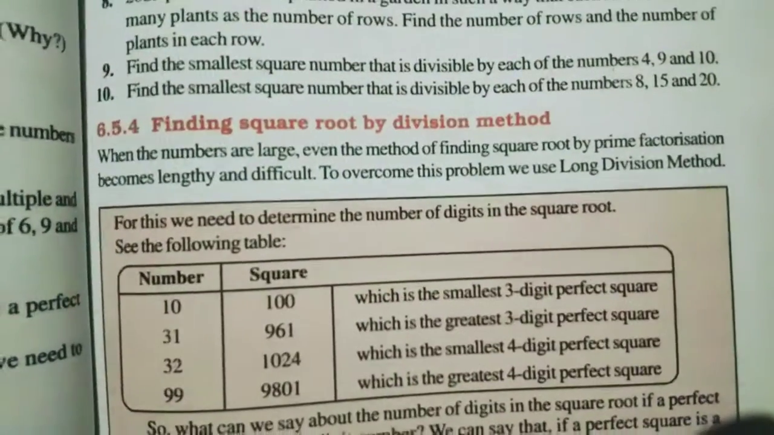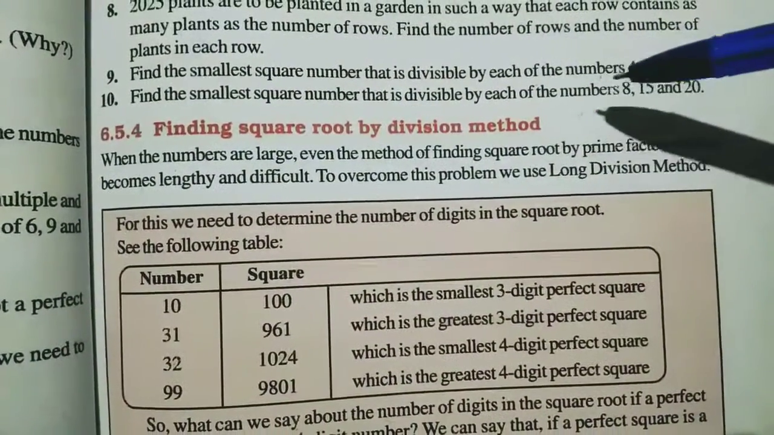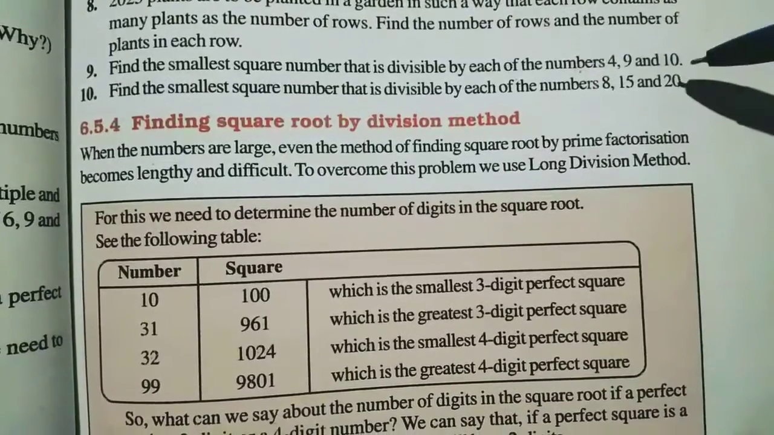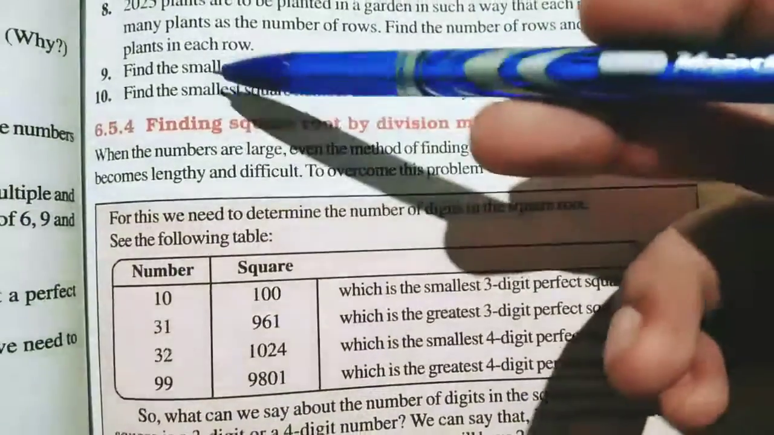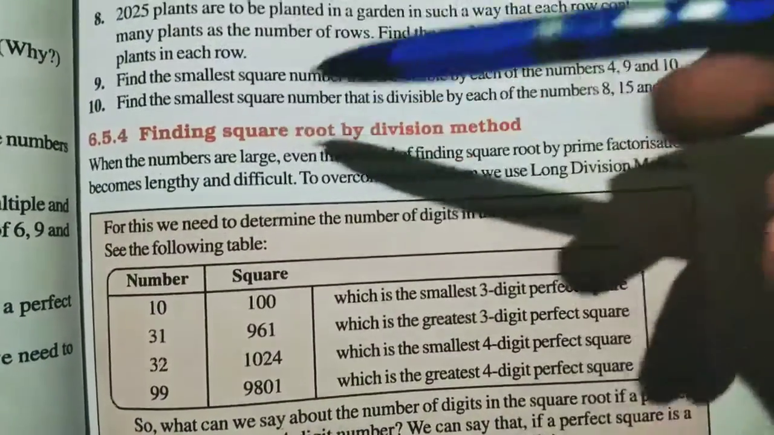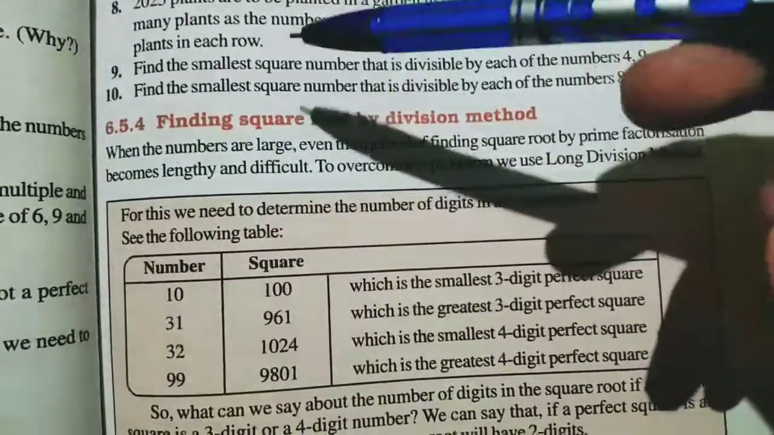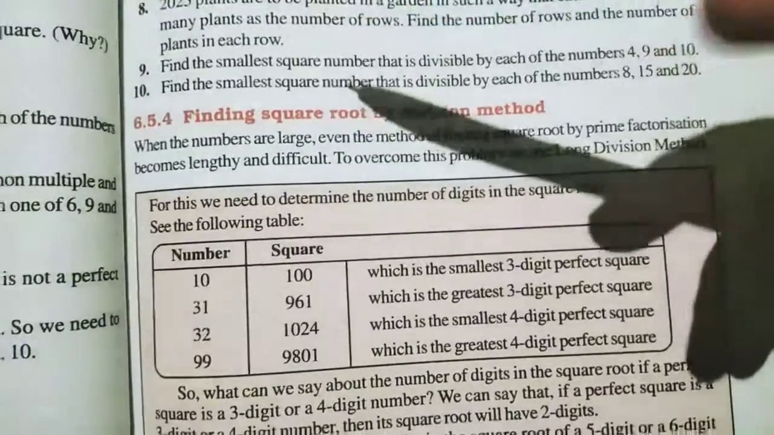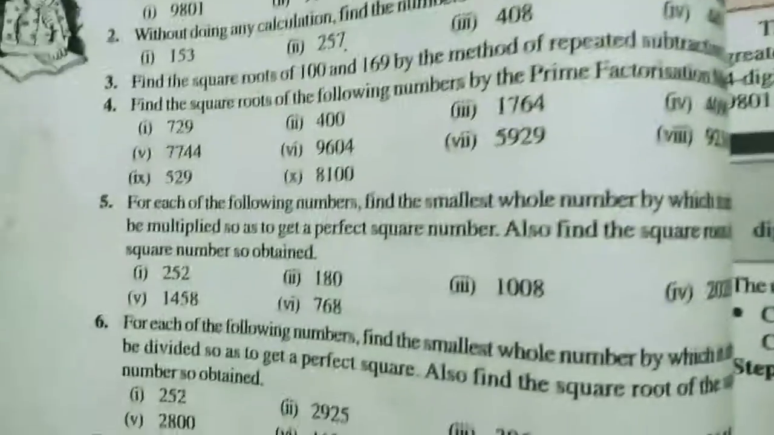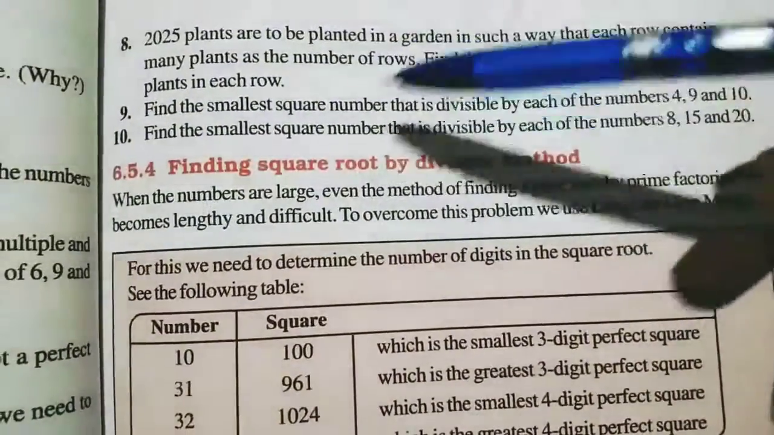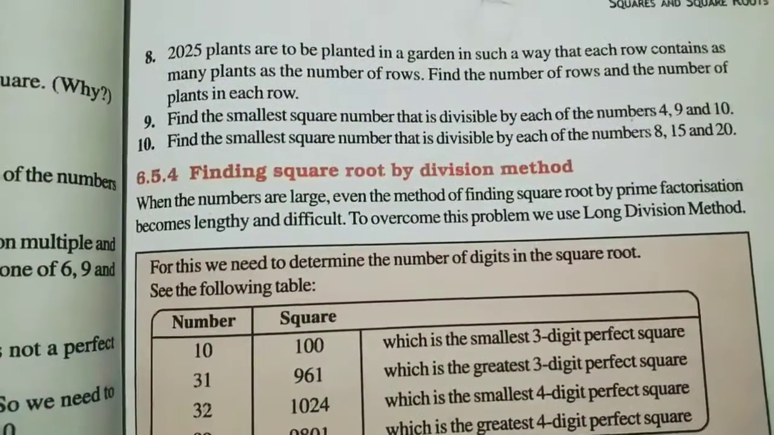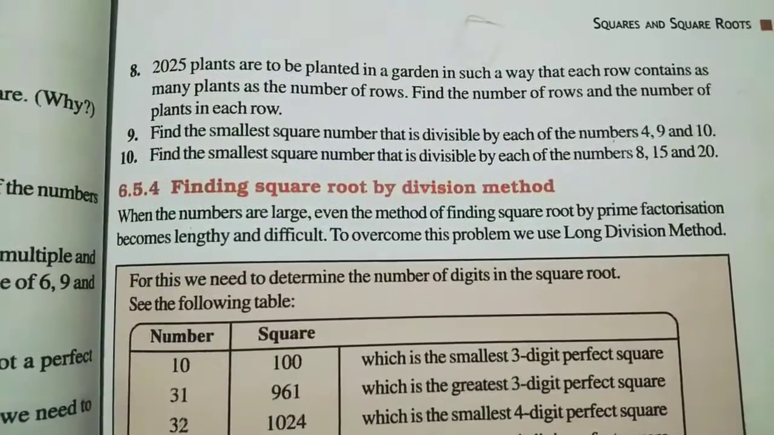Find the smallest square number that is divisible by each of the numbers 8, 15 and 20. So students, this is the same as question number 9. So this is your homework. Do question number 10 the same as question number 9. From question number 6 I have given homework: question number 6, then question number 8 and question number 10. All these are homework. So in this way exercise 6.3 is complete.